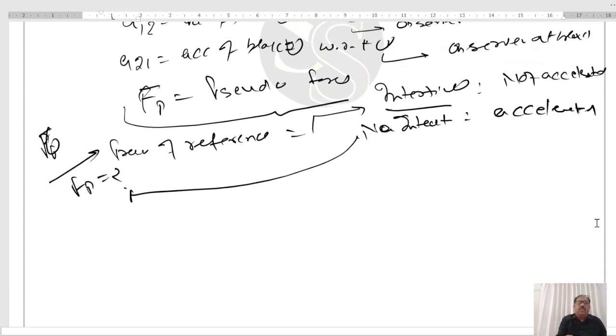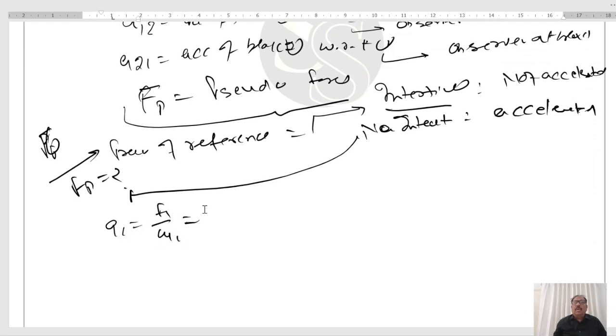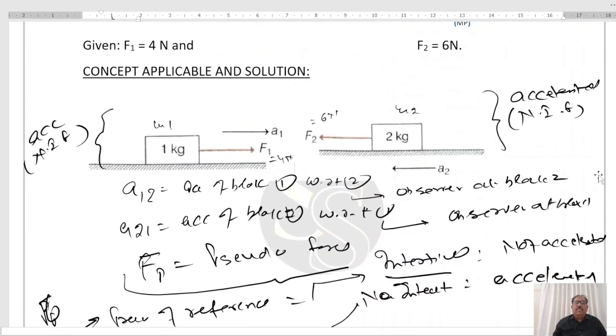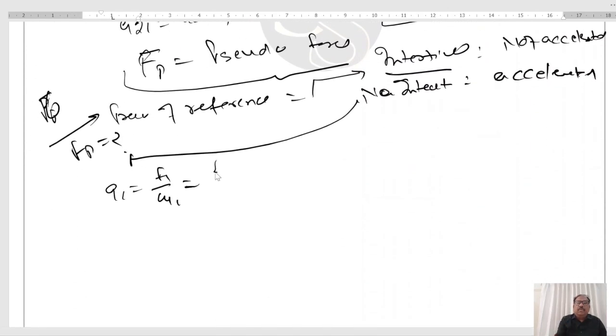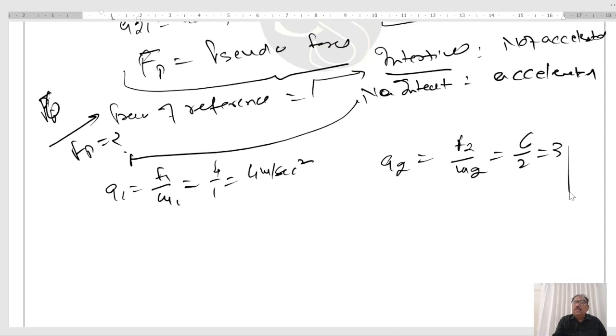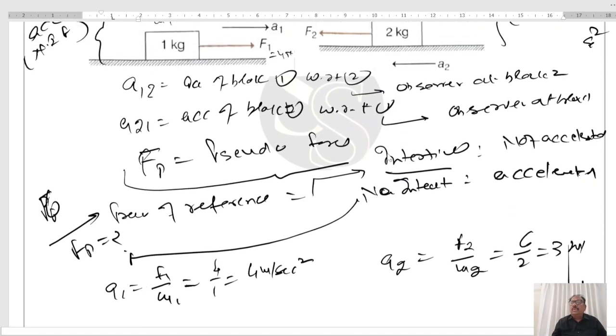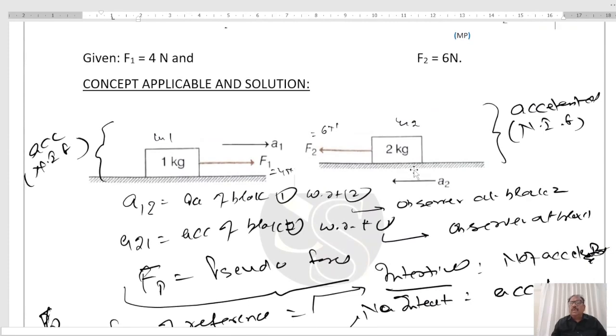Now, first we find A12. First to find A1, A1 will equal F1 over M1, that is 4 by 1, which is 4 meter per second square. And A2 is F2 by M2, 6 by 2, that is 3 meter per second square.